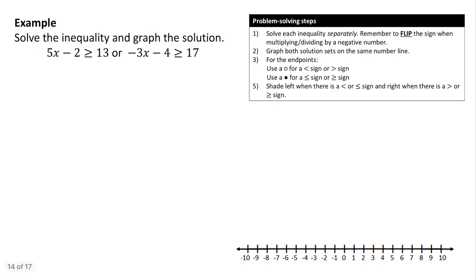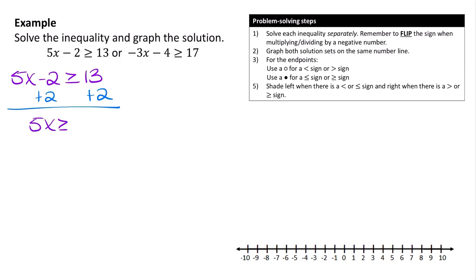So now let's try solving this compound inequality and graphing our solution. So we have 5x minus 2 is greater than or equal to 13, or negative 3x minus 4 is greater than or equal to 17. So we have 5x minus 2 greater than or equal to 13. So I'm going to start off by adding 2 to both sides. And when I do that, I get 5x is greater than or equal to 15. And then I'm going to divide both sides by 5 to solve for x. So when I do that, I get x is greater than or equal to 3.